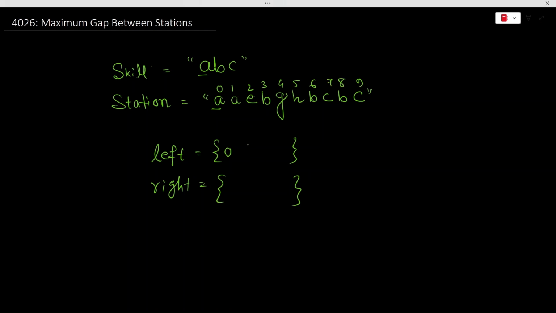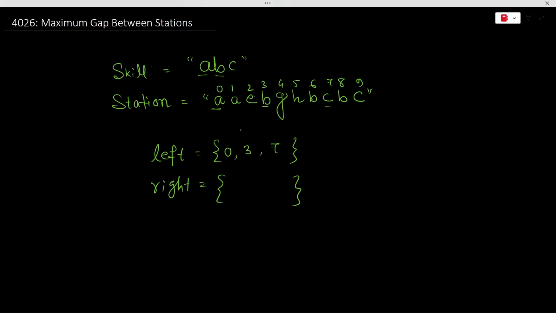Great. Now find B. B over here is 3. So 3 over here. Now C. The first C we can find over here is 7. Right? So the left array computation is complete.